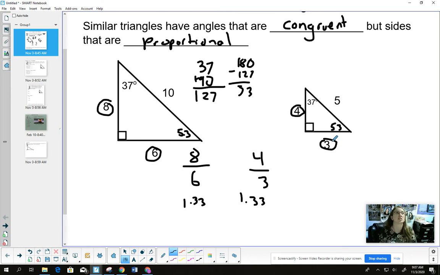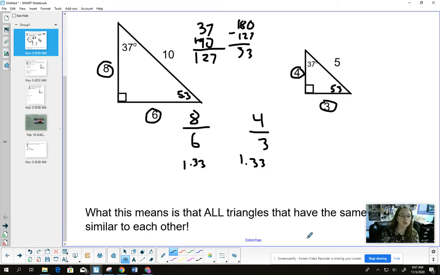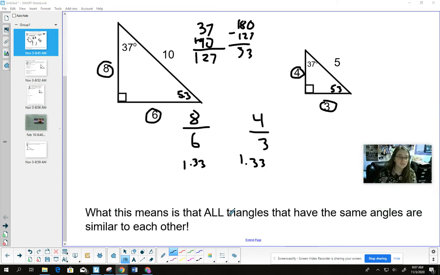Again, one is just a smaller version of the other, right? But the angles are all the same. Now, this is true for all triangles. What this means is that all triangles that have the same angles are similar to each other. So I could make a gazillion triangles with angles 37, 53, and 90, and these ratios come out to be the same. They're going to be similar. Every single triangle with angles 37, 53, and 90 are going to be similar. And that's true for all triangles.